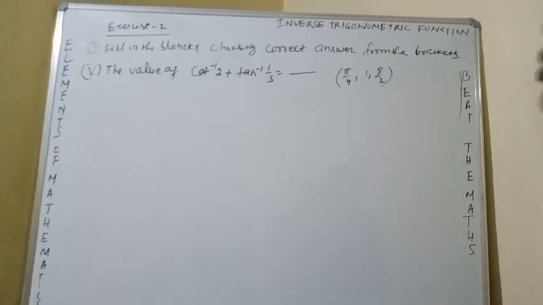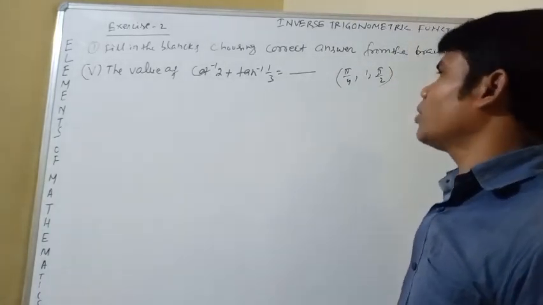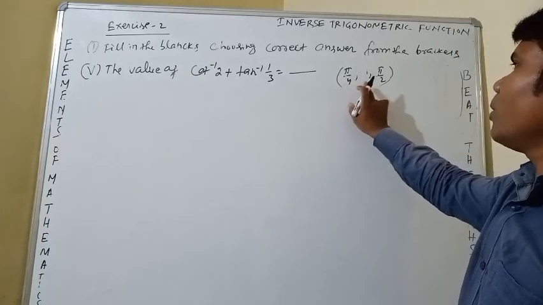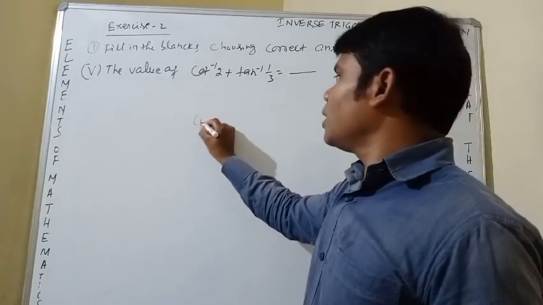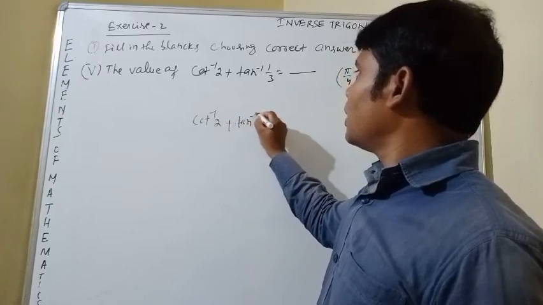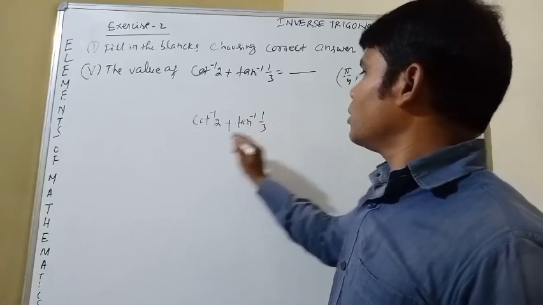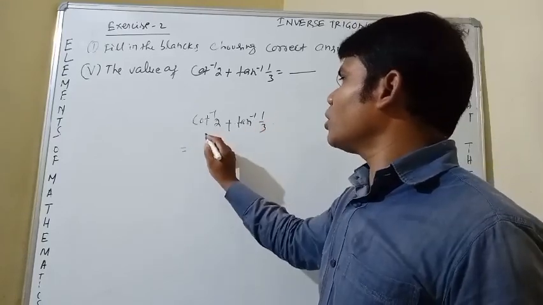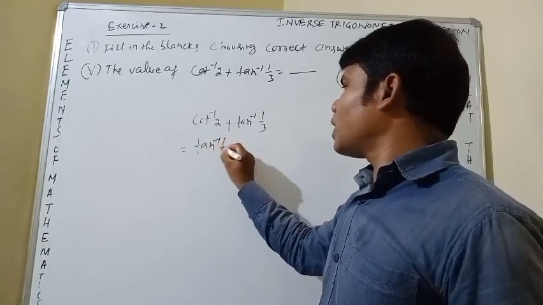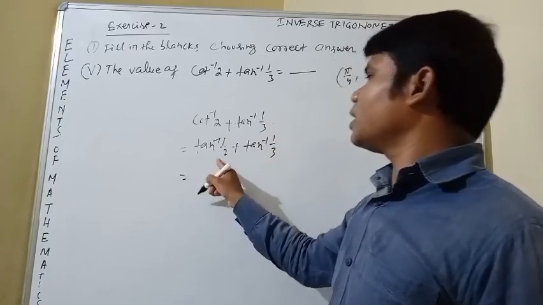You see the next question. The value of cot inverse 2 plus tan inverse 1 by 3 is equal to dash. The options given are pi by 4, 1, pi by 2. You see, cot inverse 2 plus tan inverse 1 by 3 is equal to, you see cot inverse, I can express it in tan inverse, that is tan inverse half plus tan inverse 1 by 3. Okay, this is tan inverse x plus tan inverse y.